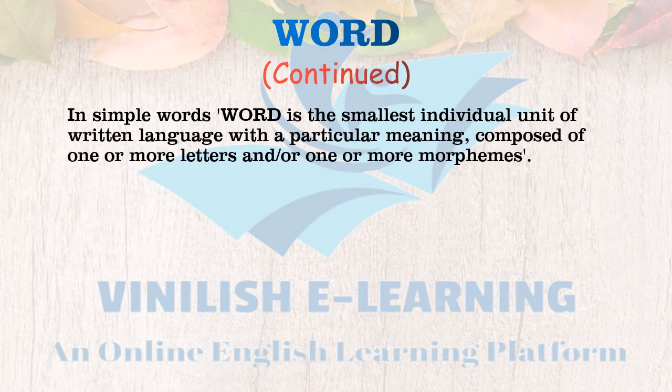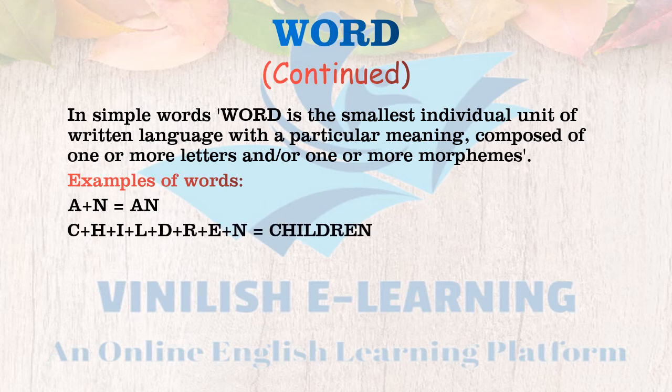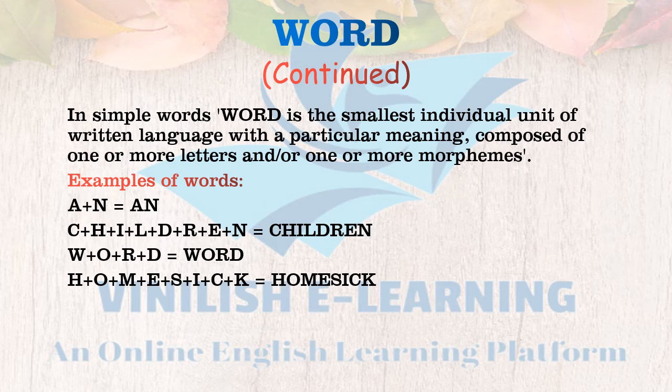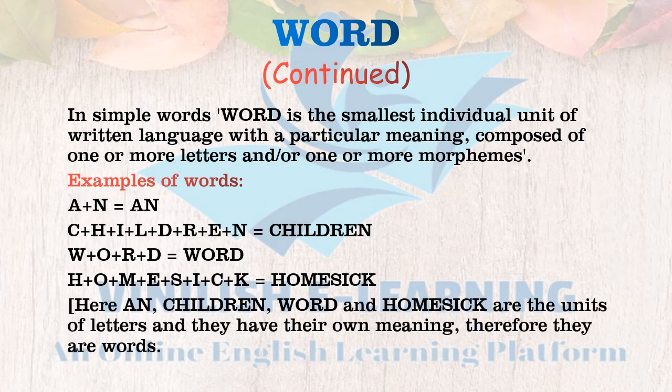In simple words, word is the smallest individual unit of written language with a particular meaning, composed of one or more letters and or one or more morphemes. Examples of words: an, that makes an; children, that makes children; word, that makes word; homesick, that makes homesick. Here an, children, word and homesick are units of letters and they have their own meaning. Therefore, they are words.